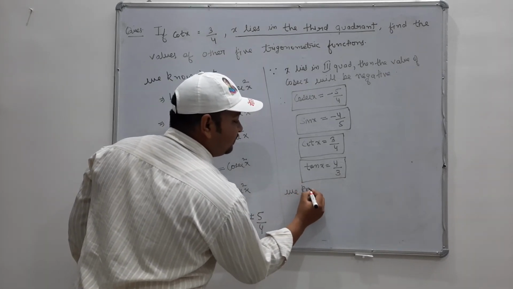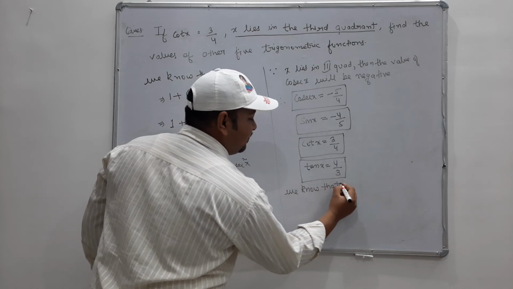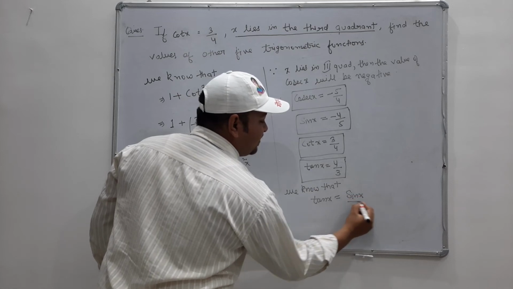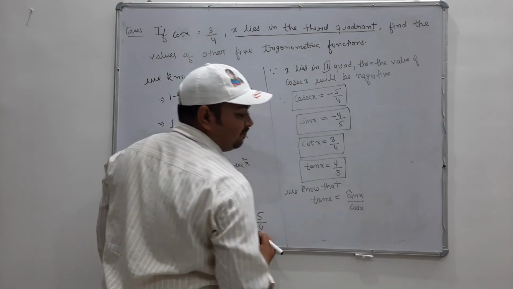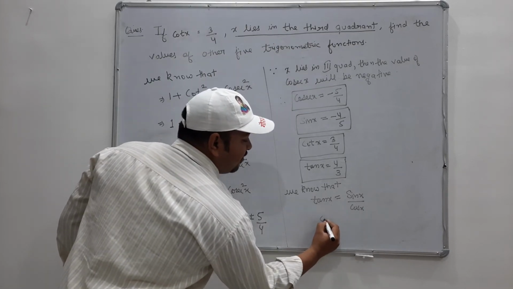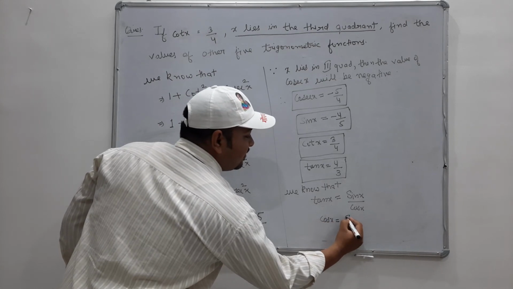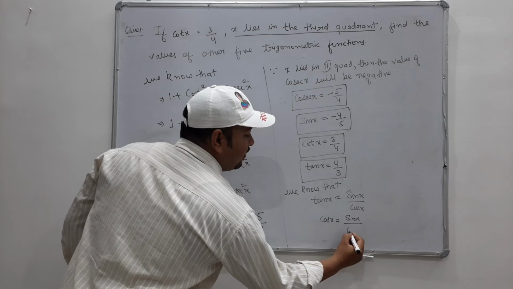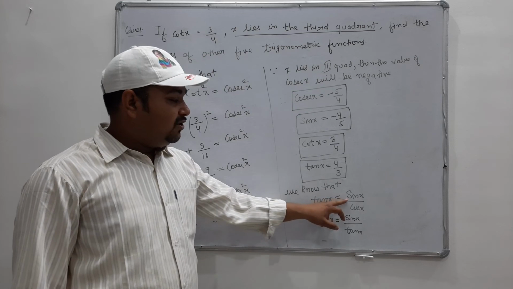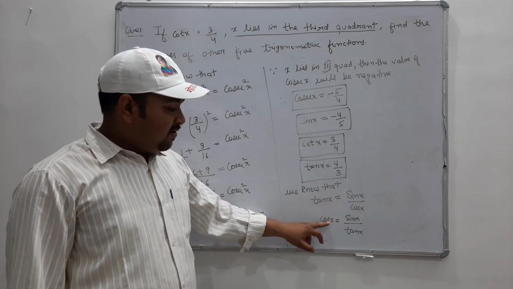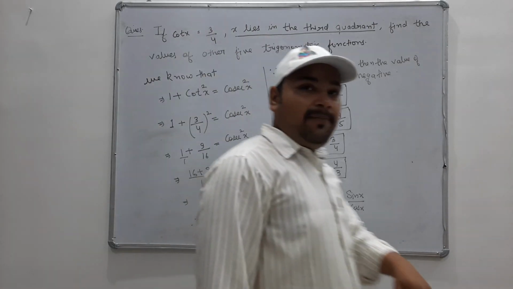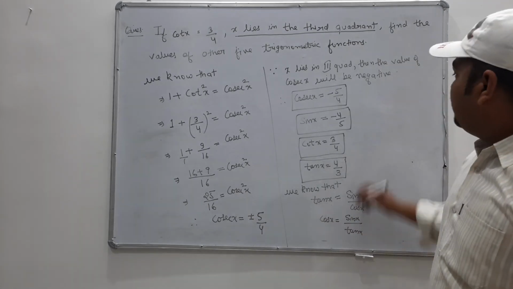Now, again, we know that tan x is equal to sin x upon cos x. By cross multiply, we will get the value of cos x is sin x upon tan x. Is that clear? By cross multiply, we will get cos x is equal to sin x upon tan x. Then we will put the value of sin x and tan x.